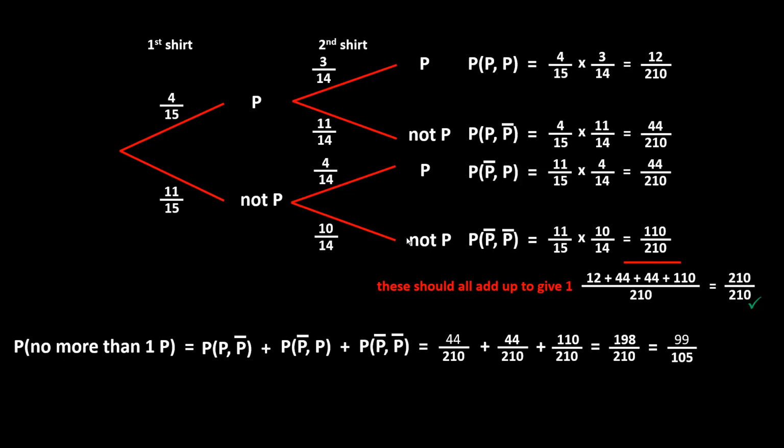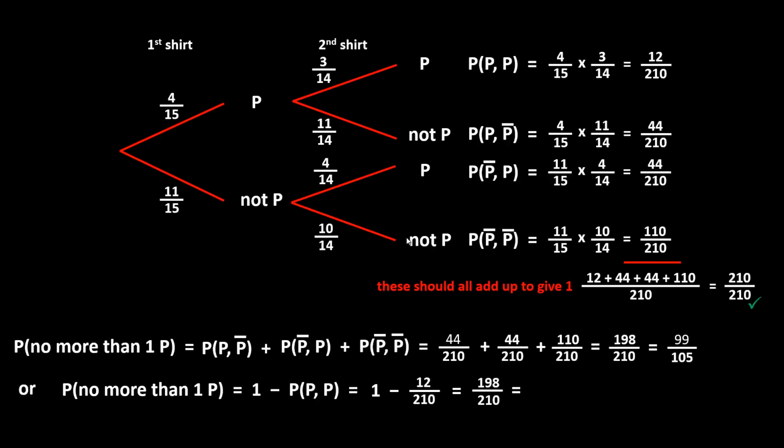There we go. We could have done it the clever way. We could say, okay, no more than one plain. So which ones don't satisfy that, I should say. So that's the one where there's more than one plain, which is two plains. So it's 1 minus 12 210ths, which is, once again, 198 210ths, 99 105ths.